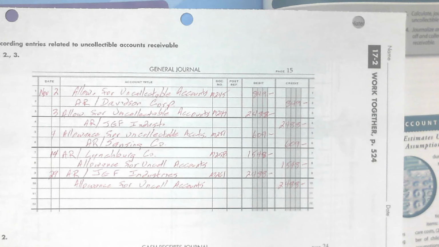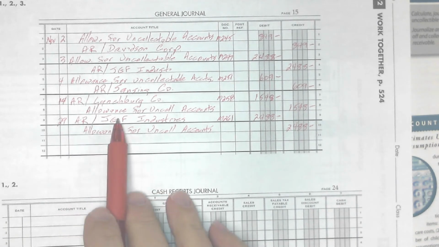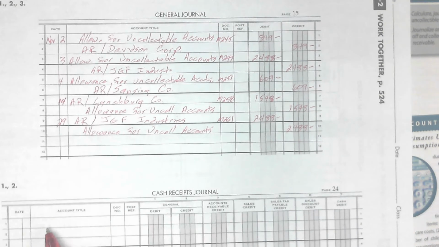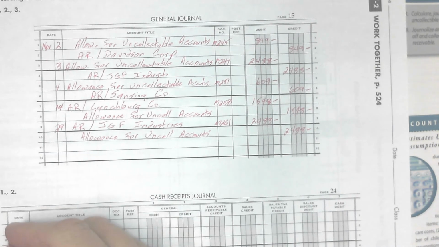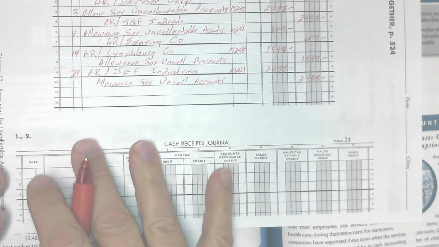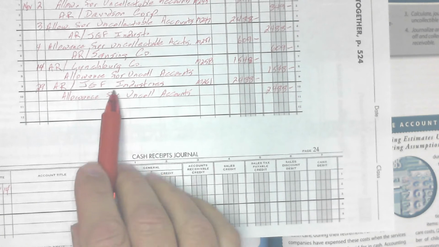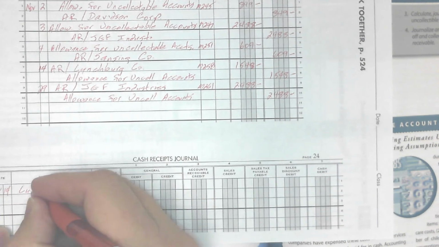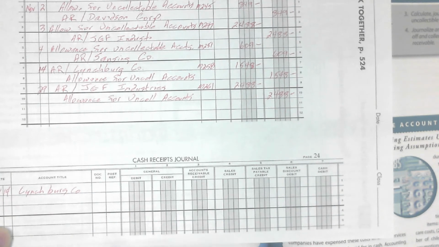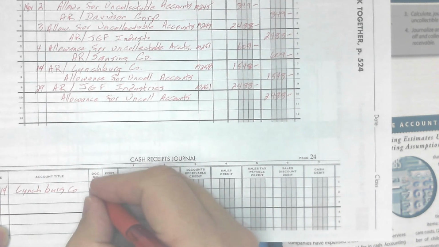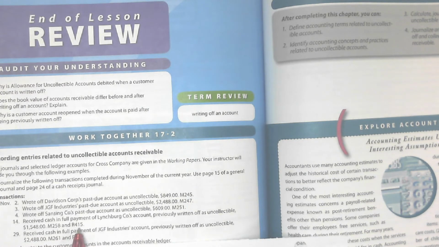Now on the bottom half of our page, we've got our cash receipts journal, because now we've received money in for these accounts. So now we're going to have to enter that money on our cash receipts journal for part 2. So we've got November 14th. Our account title is going to be for Lynchburg, and that was R415. Where that came from, up here.